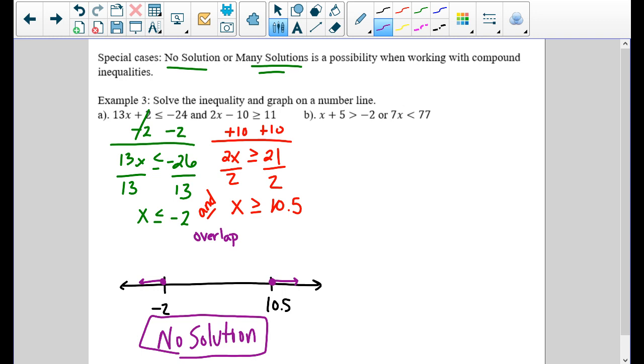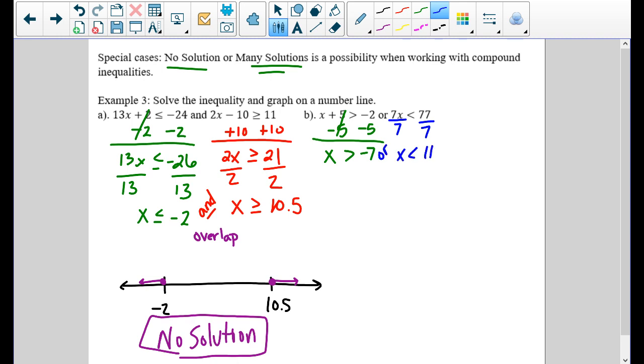So B is probably going to be our many solutions. Let's take a look at it. Again, we have two different inequalities. Now it's an or inequality, so again, only one or the other has to be true. So let's solve. We're going to subtract 5 on both sides of the first inequality. The 5's cancel, x greater than negative 7. Dividing by 7 on the second inequality, x is less than 11.